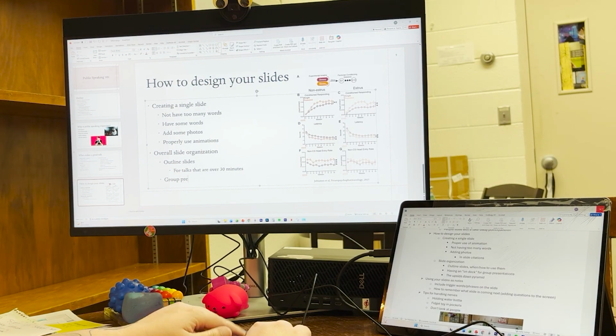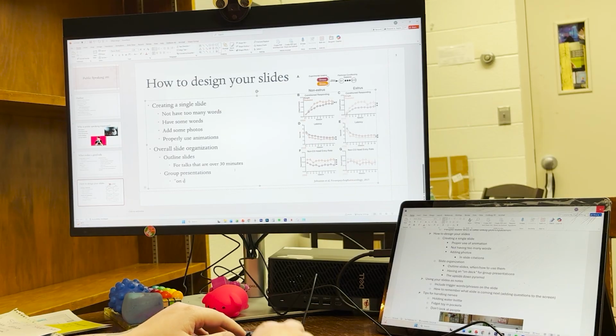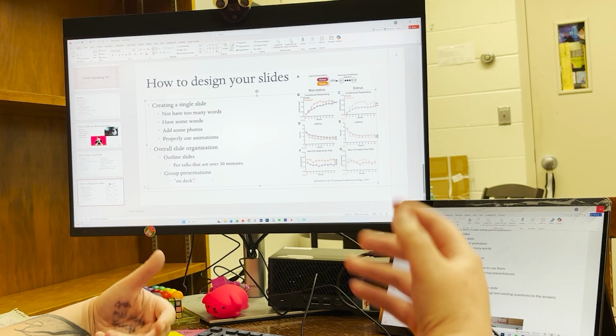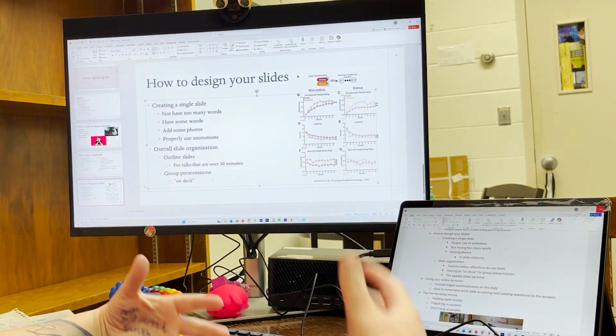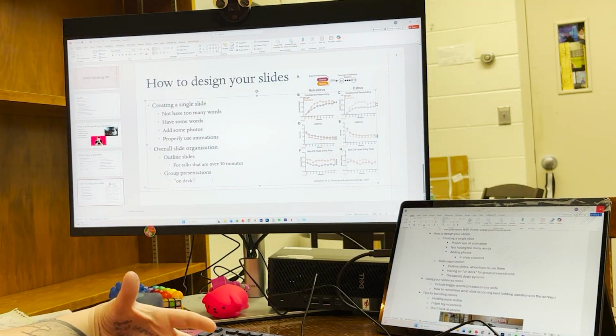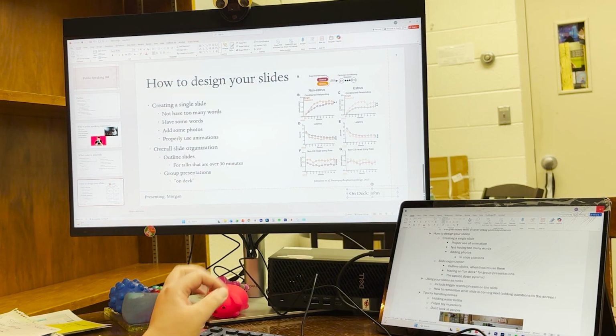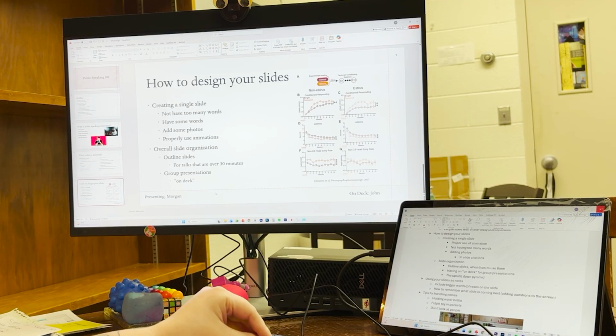For group presentations, one thing that people always struggle with is knowing who's going to go next. I'm pretty sure everyone's familiar with the experience of watching people give a group presentation and there's this big pause in between two people speaking. So what I recommend for that is having an on deck. So what I would do is here at the bottom of my slide, I would have presenting Morgan, and on deck is John. So this does two very useful things for us.